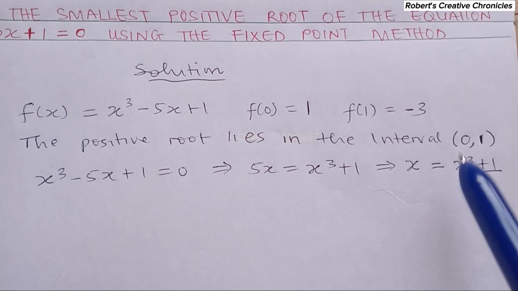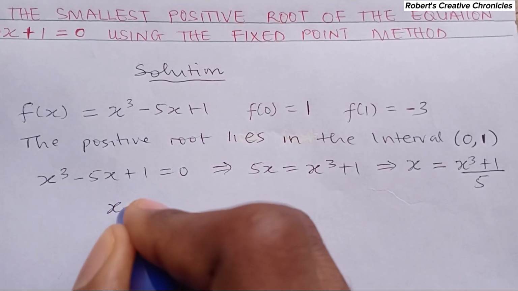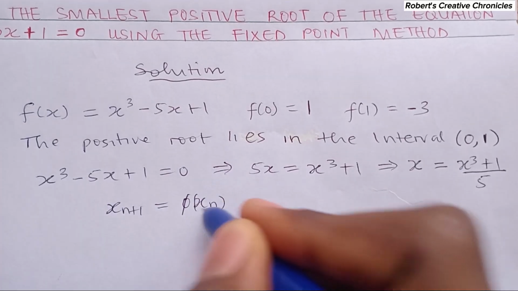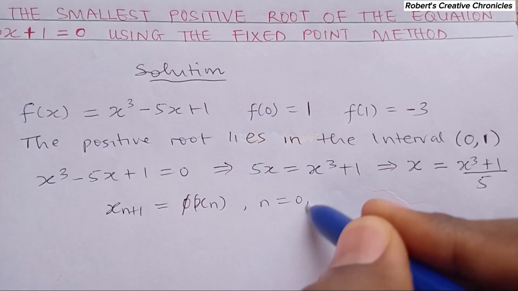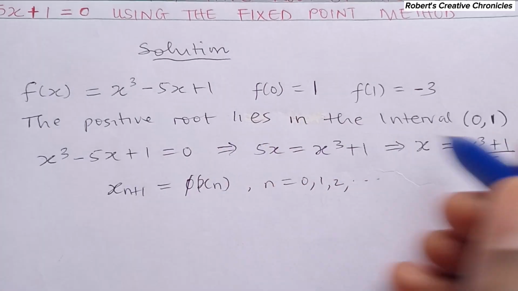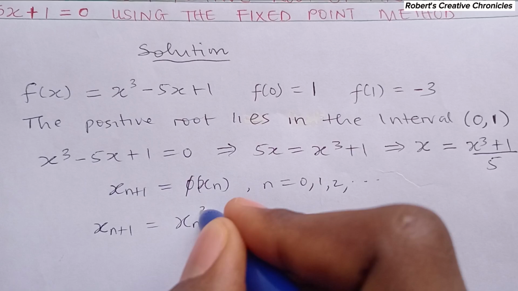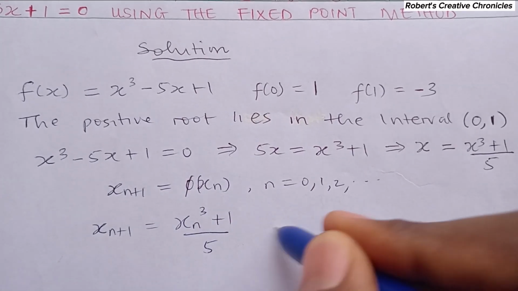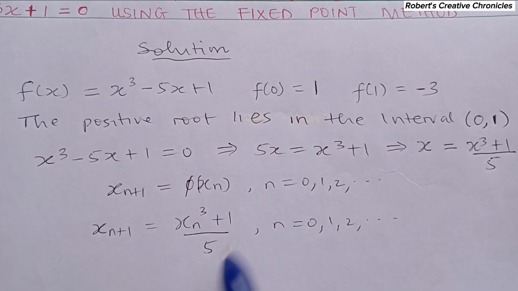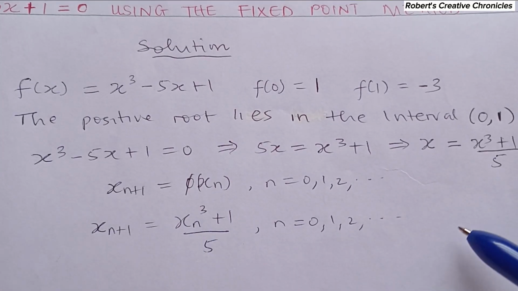This is the form of our iteration, and the iteration method in the fixed point method is given by x n plus 1 is equal to the function of x n, where n is equal to 0, 1, 2, going to infinity. So now we have to add n plus 1 here and n here. This function now becomes x n plus 1 is equal to x n cubed plus 1 over 5, where n is equal to 0, 1, 2. This is the iteration function we are going to use in doing the iterations.